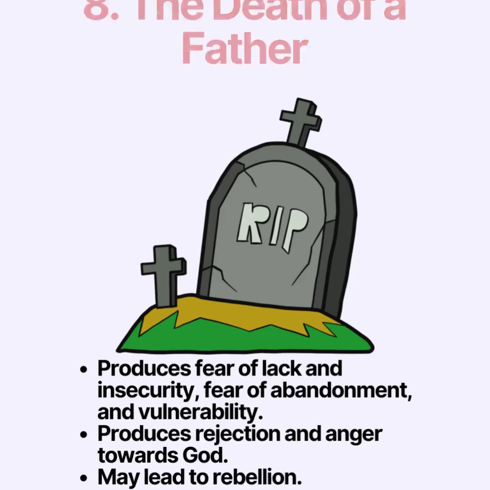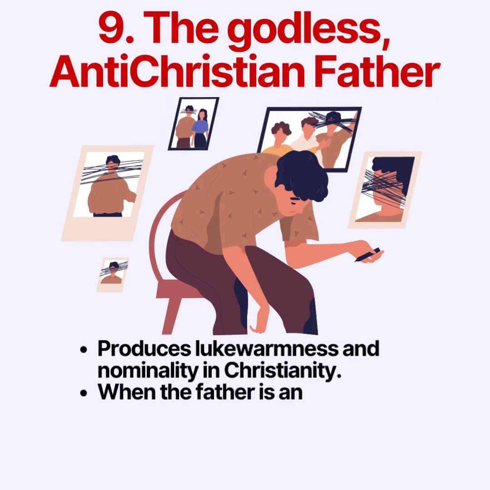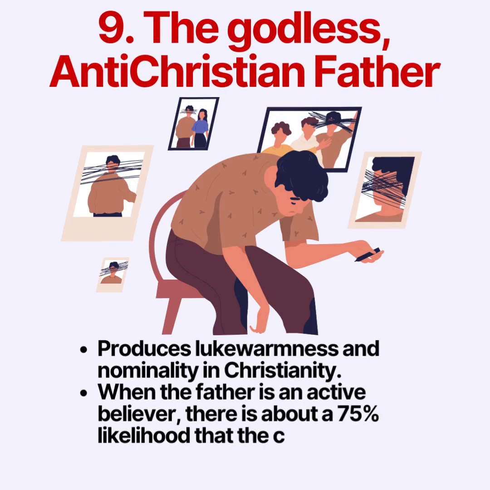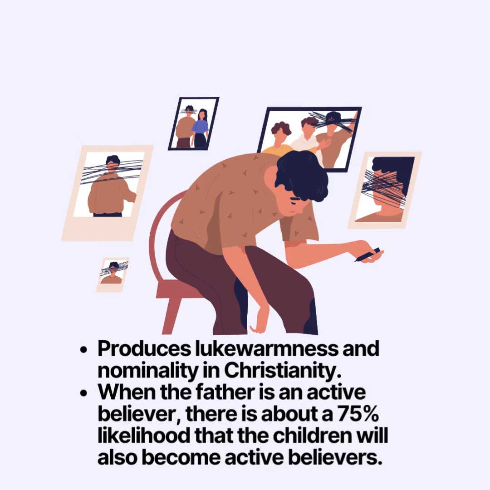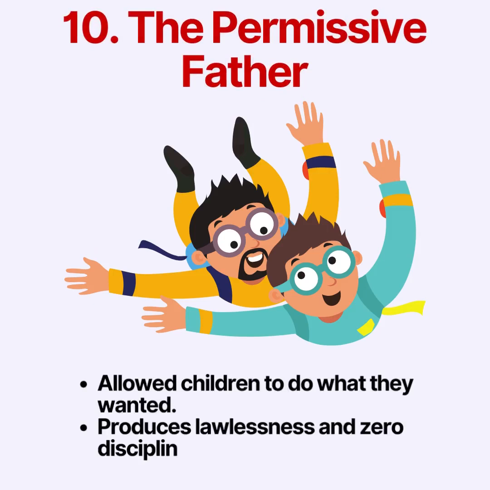Number nine, we have wounds from the godless anti-Christian father, which produces lukewarmness and nominality in Christianity. When the father is an active believer, there is a 75% likelihood that the children will also become active believers. Number 10, we have wounds from the permissive father who allowed children to do what they wanted, which produces lawlessness and zero discipline, entitlement, and impatience.